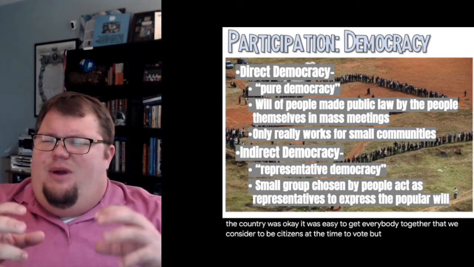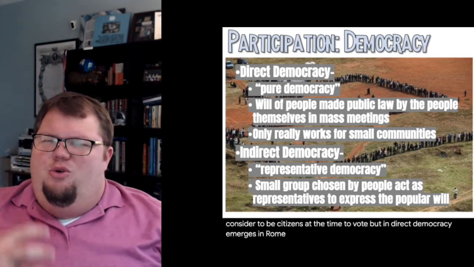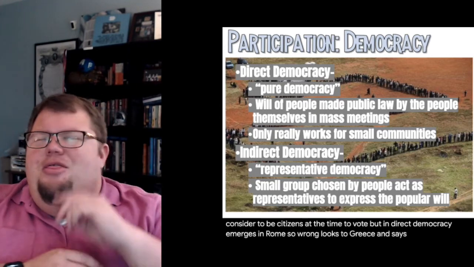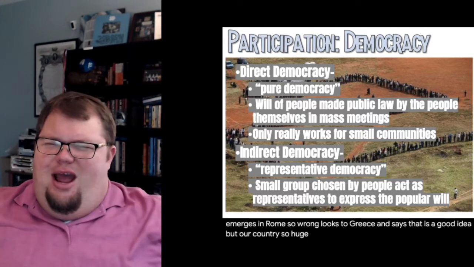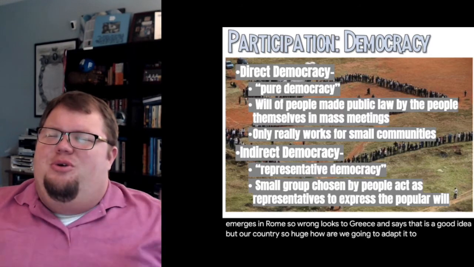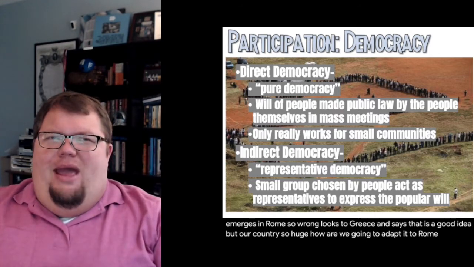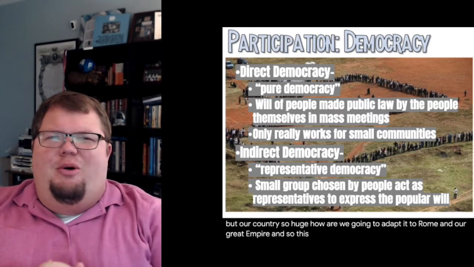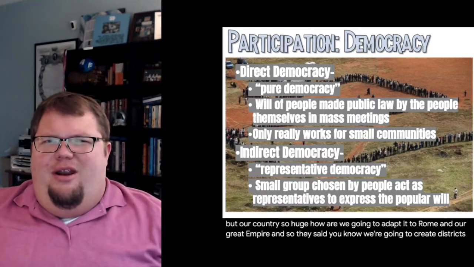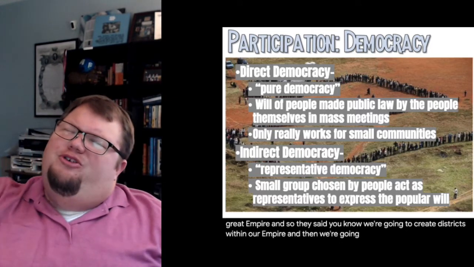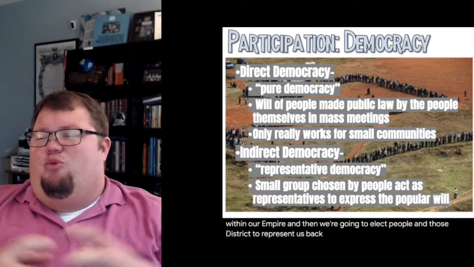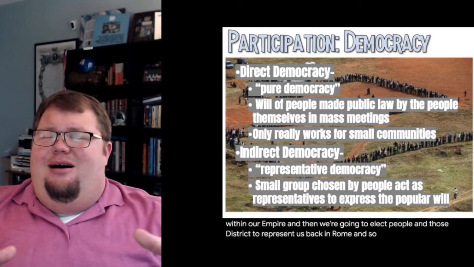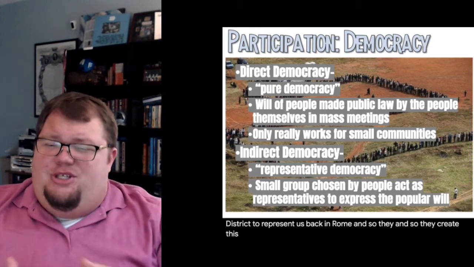But indirect democracy emerges in Rome. So Rome looks to Greece and says, that is a good idea, but our country is so huge. How are we going to adapt it to Rome and our great empire? And so they said, we're going to create districts within our empire, and then we're going to elect people in those districts to represent us back in Rome. And so they created this representative democracy.